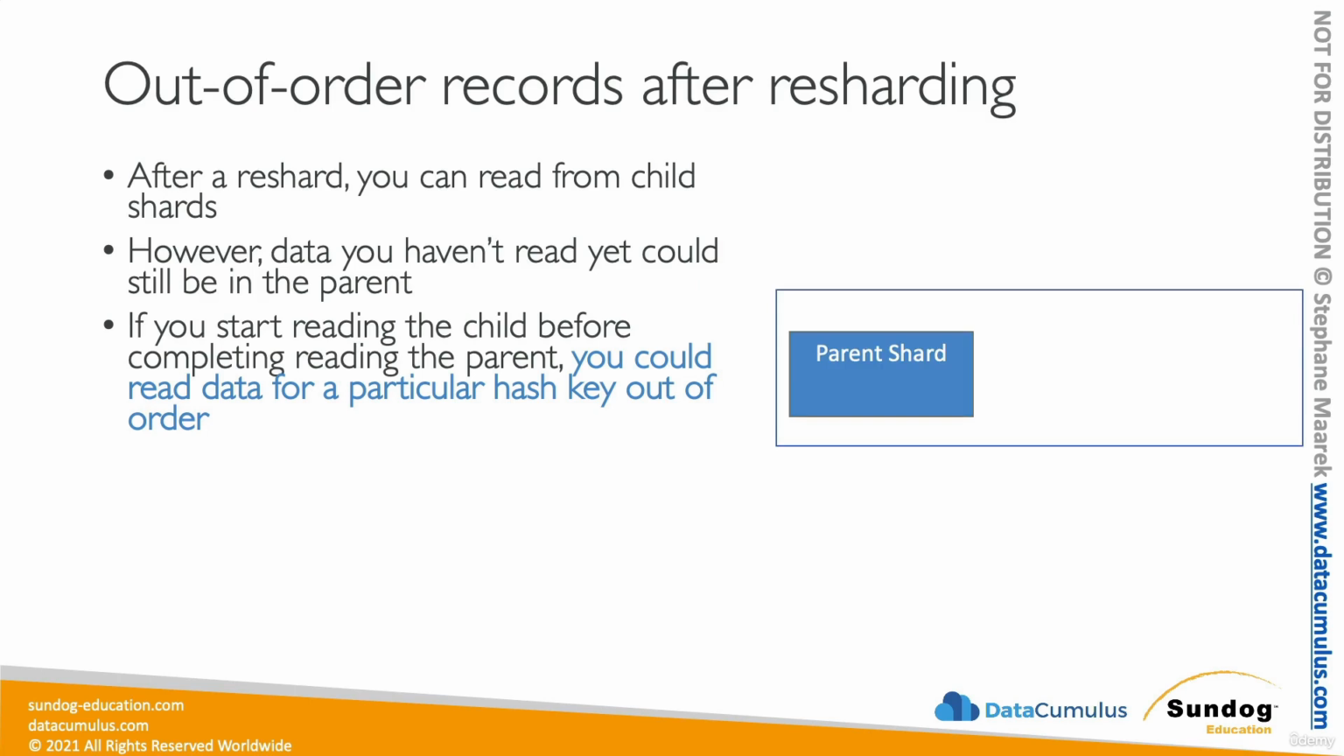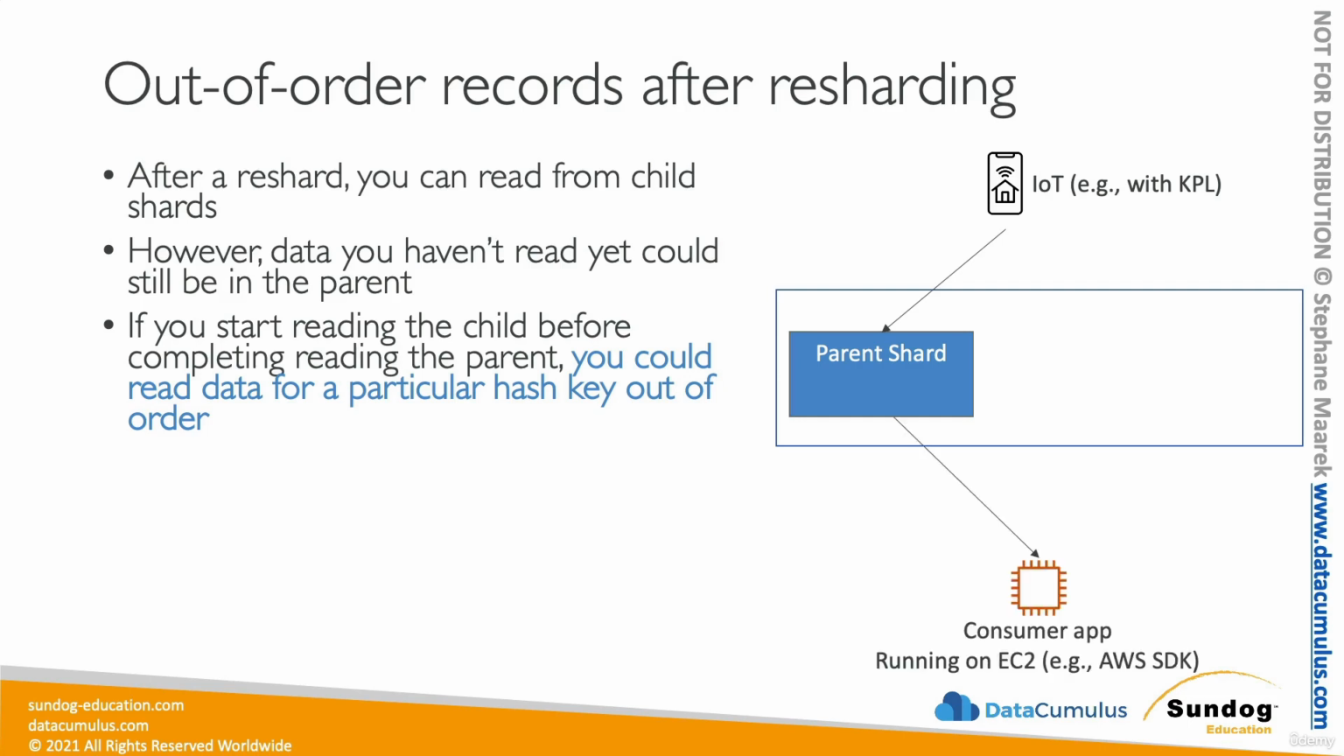So let's look at it in the diagram. We have the parent shard, and we have a device producing to a Kinesis data stream using the KPL, for example. And we have a consumer application running on EC2 using the SDK, so we're going to do GetRecords API calls. Say that the IoT device, just before a resharding operation, sends some data 1 and 2. In terms of consumption, our consumer application has been consuming everything in the parent shard up to the 2 data points, 1 and 2.